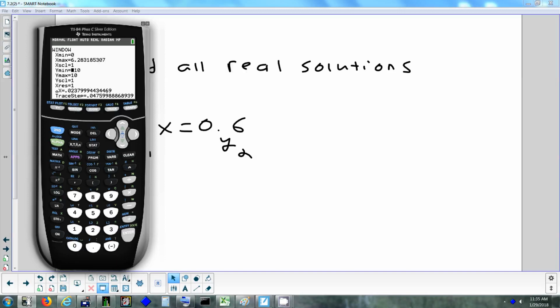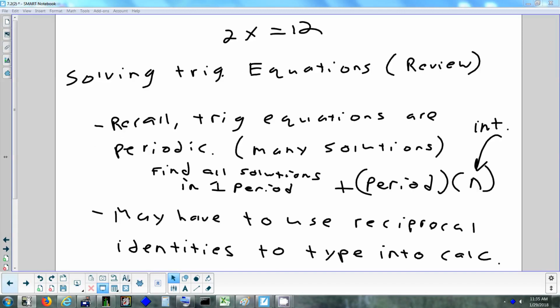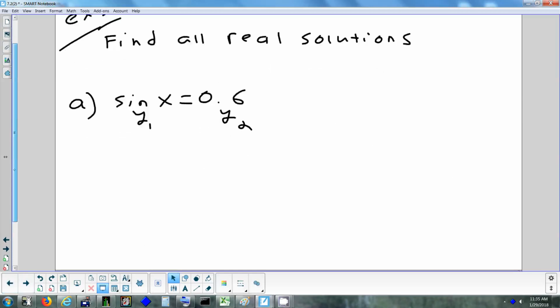As far as the highest and the lowest, what's the highest and the lowest that sine normally goes? Negative 1 to 1, so negative 10 to 10, that's more than you need. Let's go negative 2 to 2. Here's your sine wave. You're going to see perfectly one section. In a second, you'll see a horizontal line at 0.6. And now the directions say, find all the solutions in one period. So let's start with that.